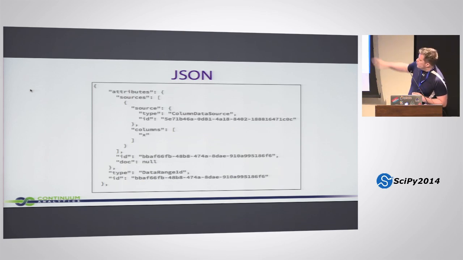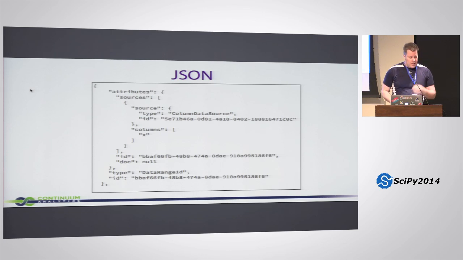Here's a little bit of a zoom in on the detail of what some of that data looks like. For instance, we have the notion of a data source, a column data source. It has maybe an X column in it, and some IDs. We have a data range 1D object that describes what the range of this particular dimension or axis on the plot should be. So it's just little bits of JSON with unique IDs that get reconstituted into backbone models.